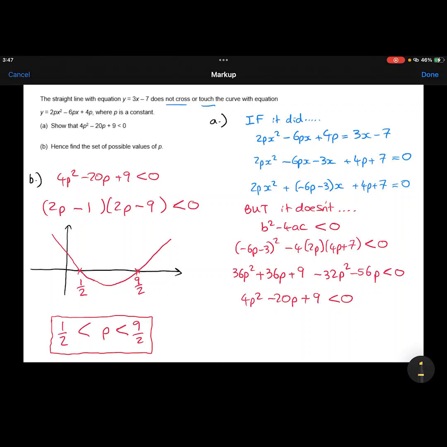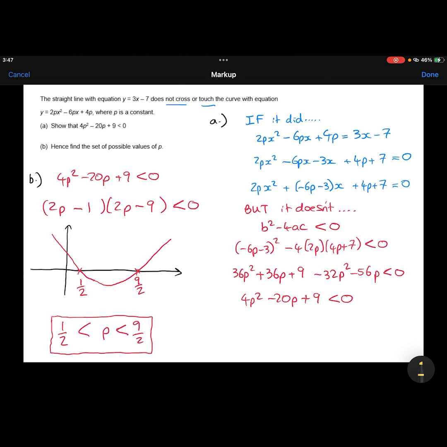x minus 7 does not cross or touch the curve with the equation y equals 2px squared minus 6px plus 4p, where p is a constant. So, we're told that it doesn't cross or touch, but if it did touch or cross, then the x and the y coordinates would be the same at that point.